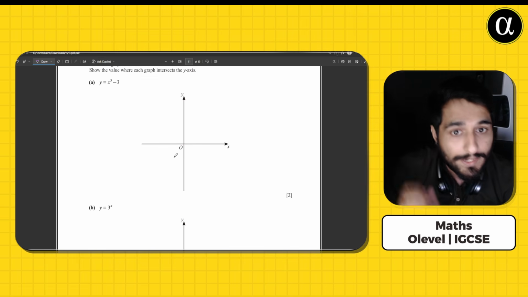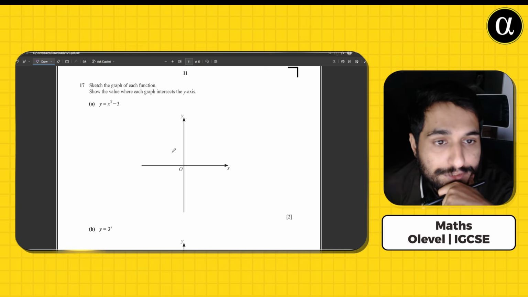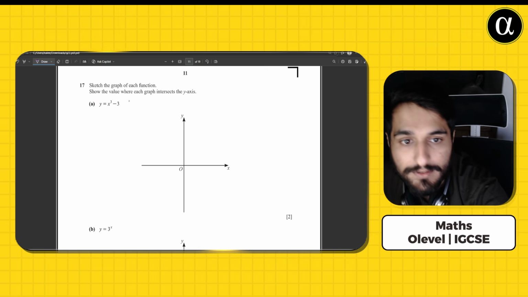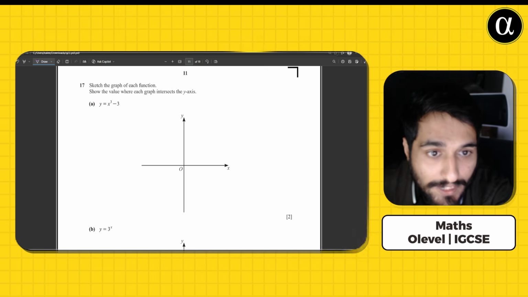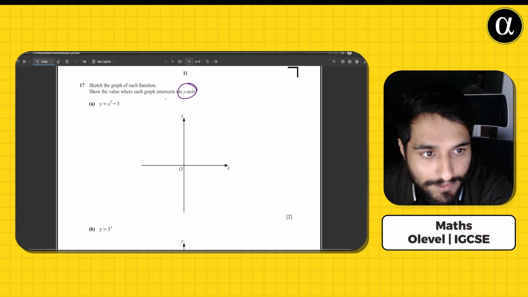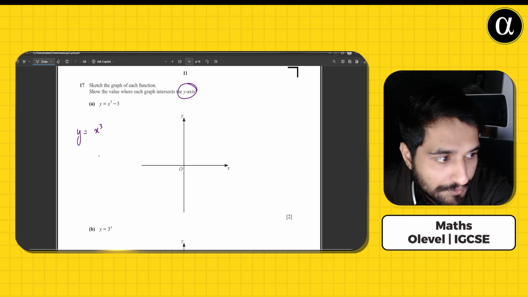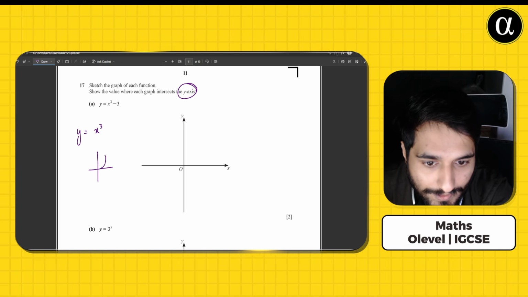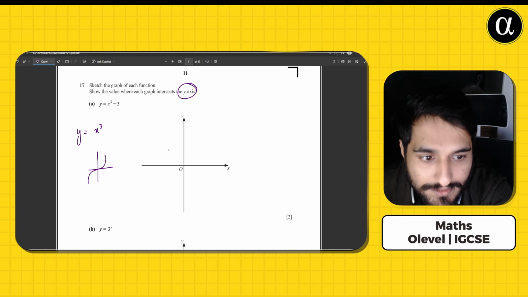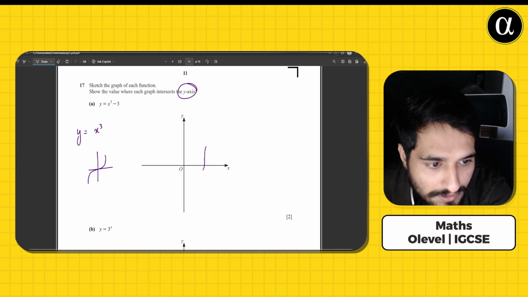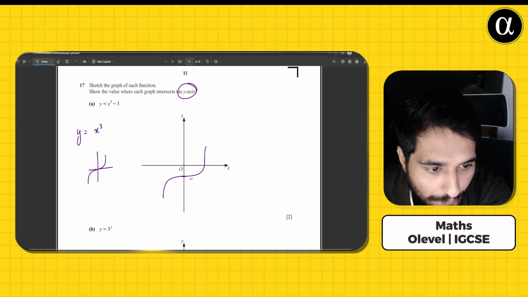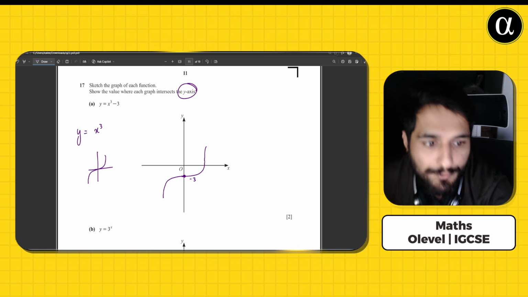Let's move on. It says sketch the graph of each of the functions. It's supposed to be y equals, and then show the value where each of the graphs intersects the y-axis. This is very important. We know that y equals x cubed is drawn in this manner like this, but since it has a -3 with it, that means the graph would slightly move downwards in this order, where it would intersect what? It would intersect -3 at this point.